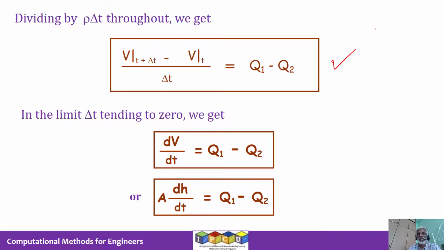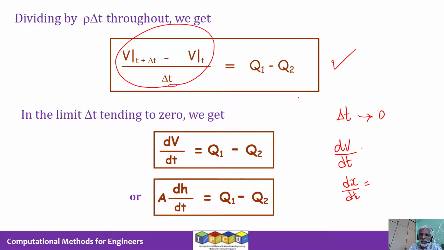Now we invoke calculus, right? In the limit that delta T tends to 0, we invoke Newton's calculus to say that as delta T tends to 0, this term will tend to nothing but dV by dT. This is how the rate of change of a variable is defined, the derivative in calculus, dV by dT. So this equation becomes dV by dT is equal to Q1 minus Q2. The rate of change of volume equals the imbalance between the inflow and the outflow.